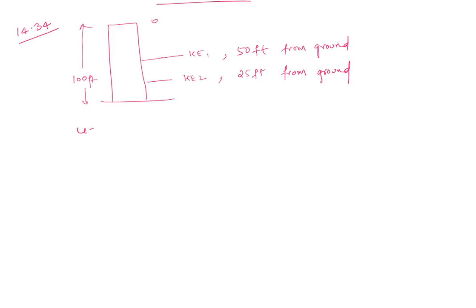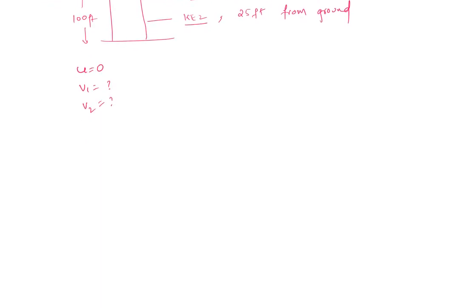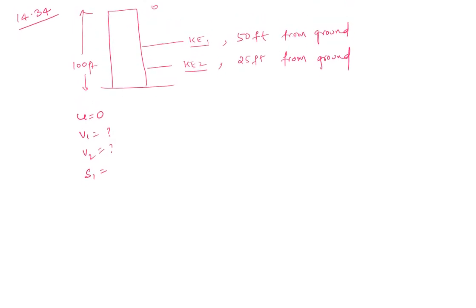Now, let's write down the data. So initial velocity is 0, v1, right? So v1, we don't know, we need to find, and v2 is also we don't know. So v2 is the velocity at this point, v1 here. What else do we know? We know s1, s2. S1 is the distance traveled up to here, which is 50 feet, right? S2 is 75 feet, because from here to here is 75, because this is 25, right?